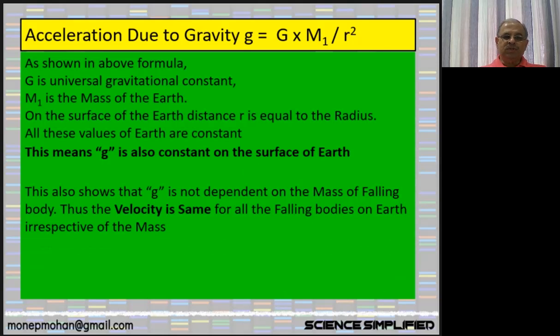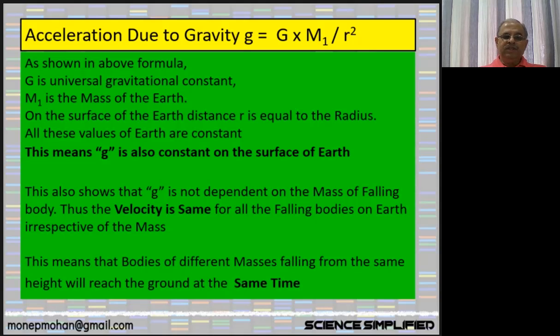This also shows that g is not dependent on the mass of a falling body. Thus, the acceleration is the same for all the falling bodies on Earth, irrespective of the mass of the falling body. This means that bodies of different masses falling from the same height will reach the ground at the same time because they have the same acceleration.